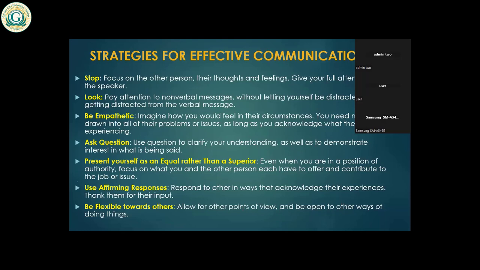So these are some of the strategies, but not all inclusive. You can add some or you can also remove some. Okay, so these are the strategies for effective communication. Do you have any question to ask, or contribution to share?